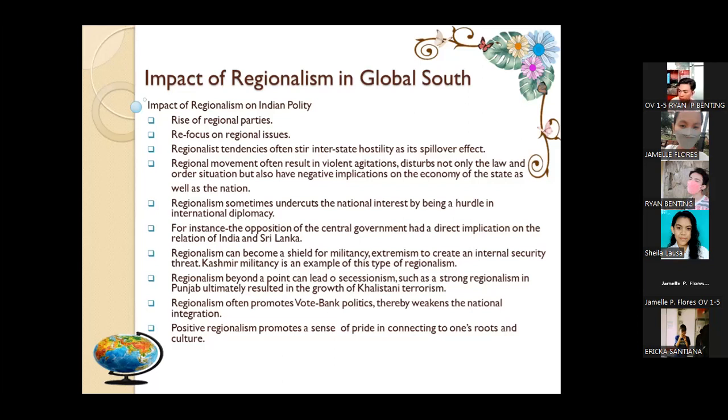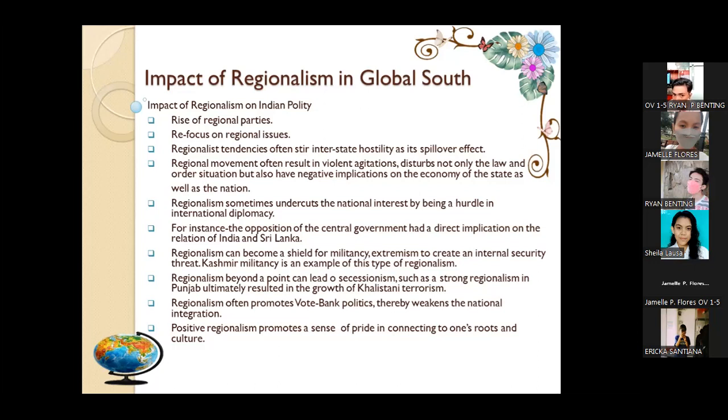Next, regionalism sometimes undercuts the national interest by being a hurdle in international diplomacy. For instance, the opposition of the central government had a direct implication on the relation of India and Sri Lanka. Next, regionalism can become a shield for militancy and extremism to create an internal security threat. Kashmir militancy is an example of this type of regionalism.